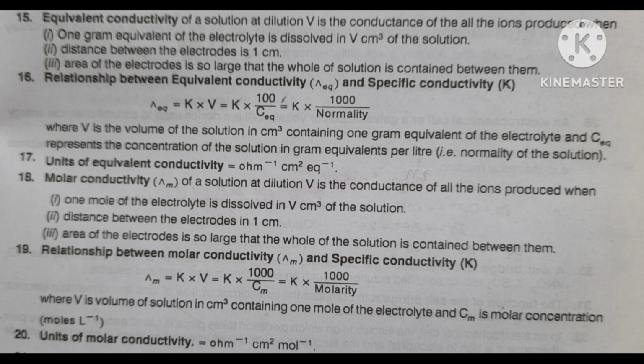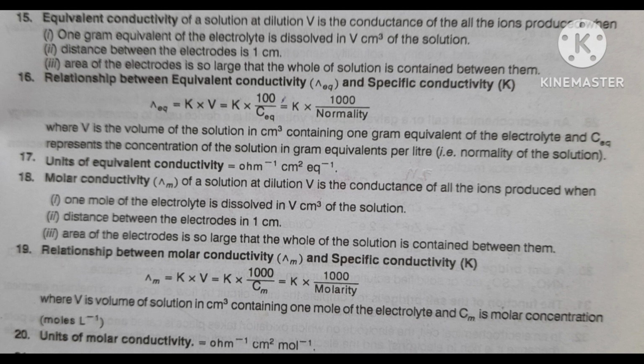This is a very, very important relation, where V is the volume of the solution in cc, cubic centimeter, containing 1 gram equivalent of the electrolyte, and C represents the concentration of the solution in gram equivalents per liter, also called normality of the solution. What is its unit? The unit of equivalent conductivity is very, very important. Questions are asked.